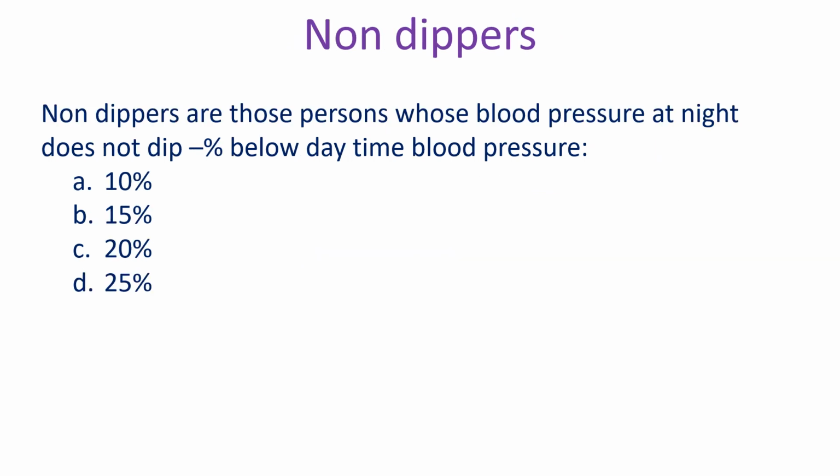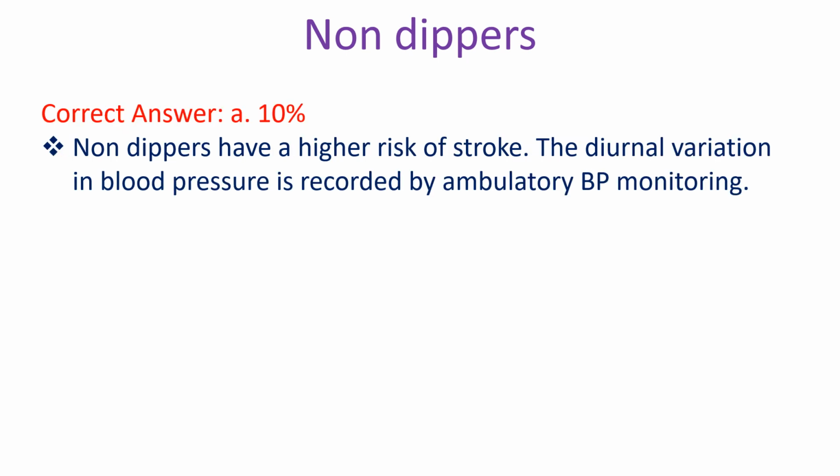Non-dippers are those persons whose blood pressure at night does not dip by at least -% below daytime blood pressure. A. 10%, B. 15%, C. 20%, D. 25%. Correct answer A. 10%. Non-dippers have a higher risk of stroke. The diurnal variation in blood pressure is recorded by ambulatory BP monitoring.